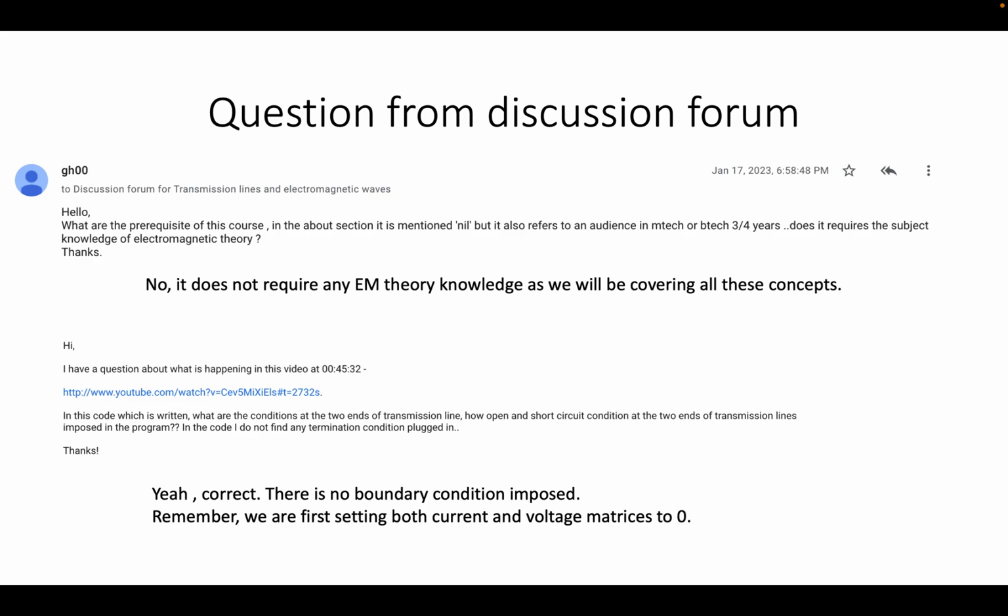in future. Secondly, there was one question based on the Octave simulation, where we try to solve the telegrapher equation, or the waves on the transmission line. The question is: I don't see any boundary condition being implemented in the code. Yes, correct, there is no boundary condition imposed, because we start by creating current and voltage matrices, and we assign zero values to all the currents and voltages, and in the for loop we are excluding the boundaries, right?